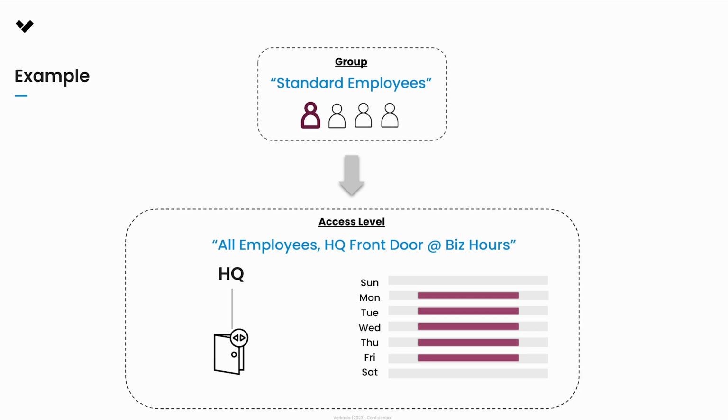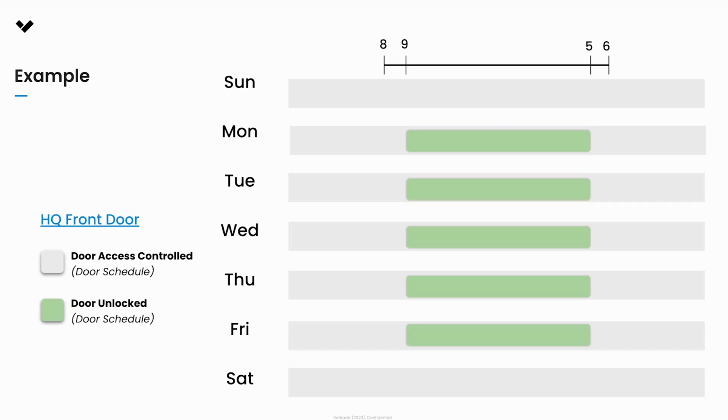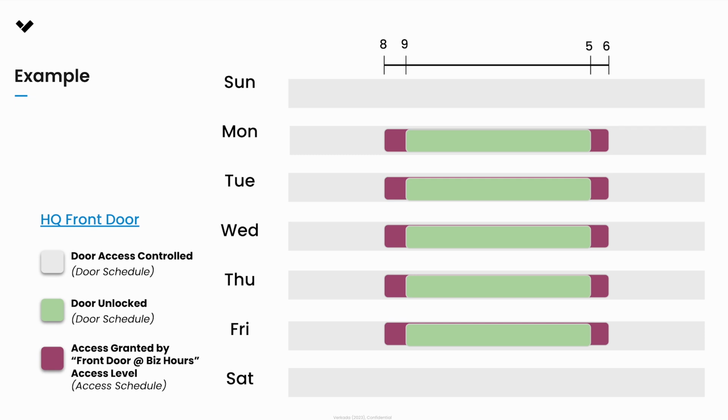Now, the front door itself is controlled by a door schedule. In this case, the door is unlocked, meaning open to the public, during business hours, from 9 a.m. to 5 p.m. Monday through Friday. Otherwise, the door is access controlled. The All Employees Front Door access level gives Alex the ability to badge into the front door from 8 a.m. to 6 p.m., meaning that he can get in from 8 a.m. to 9 a.m. and from 5 p.m. to 6 p.m. when the door is access controlled and the public cannot enter.